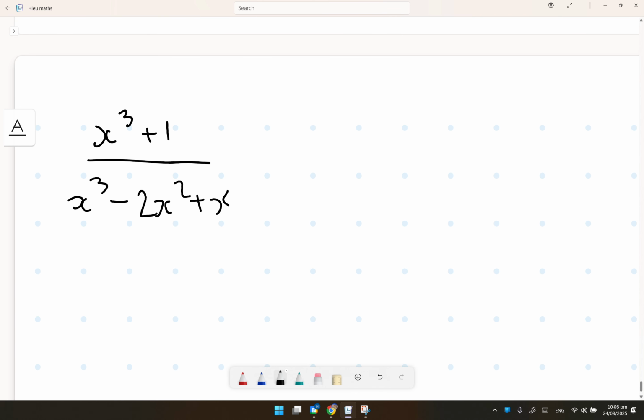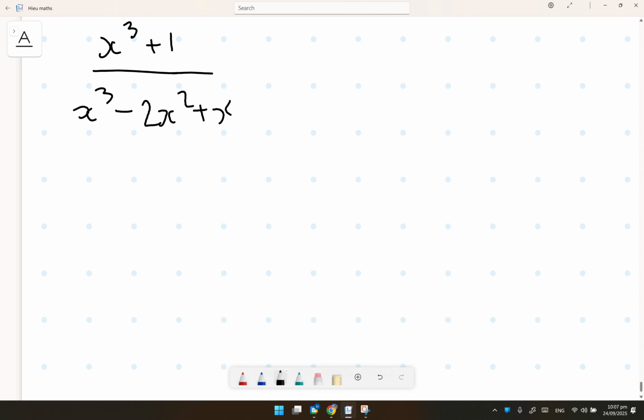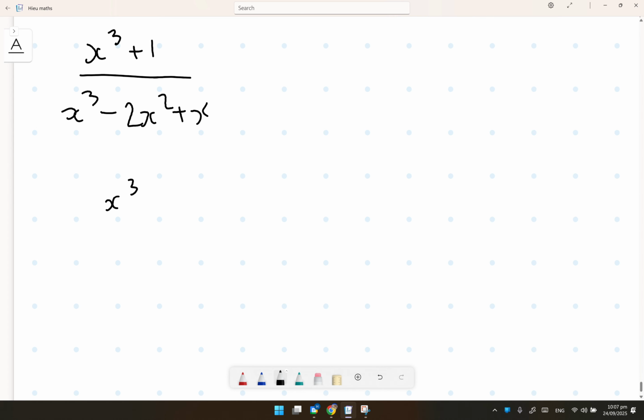Let's try this. You see that we have x cubed here, right? But then there's this, right? So what we could do is we could say x cubed, plus whatever this is, right? We want to have that in there, plus x cubed, and then we want to just add this at the back, minus 2x squared plus x.